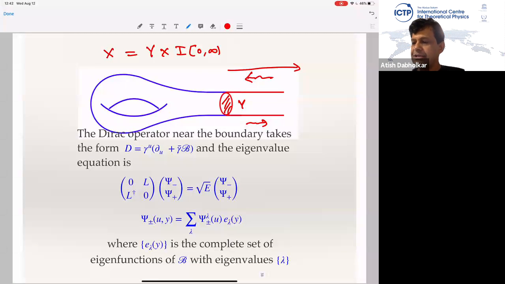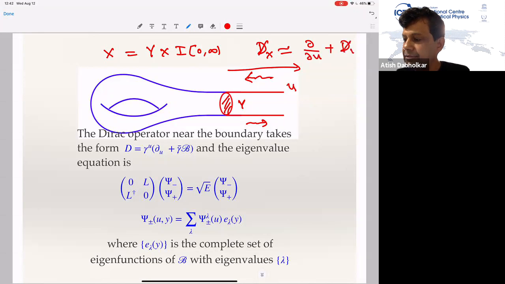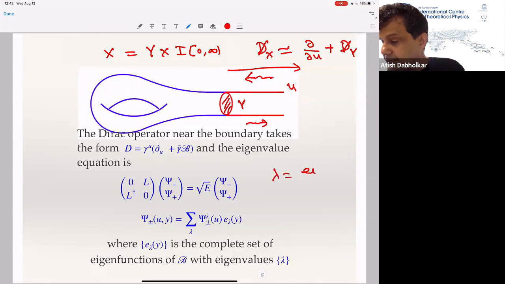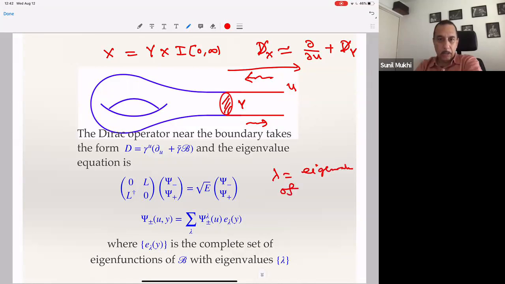Okay. Then to solve the Dirac equation, you can diagonalize. The Dirac operator, up to some simplification, you can write as, suppose this direction is u, del by del u plus the Dirac operator on Y. After some juggling, you can do separation of variables. Then you can diagonalize the Dirac operator on this boundary. That's exactly what you do in the APS index theorem. And the eigenvalues of this operator are lambda. So basically lambda are the eigenvalues of the boundary operator.